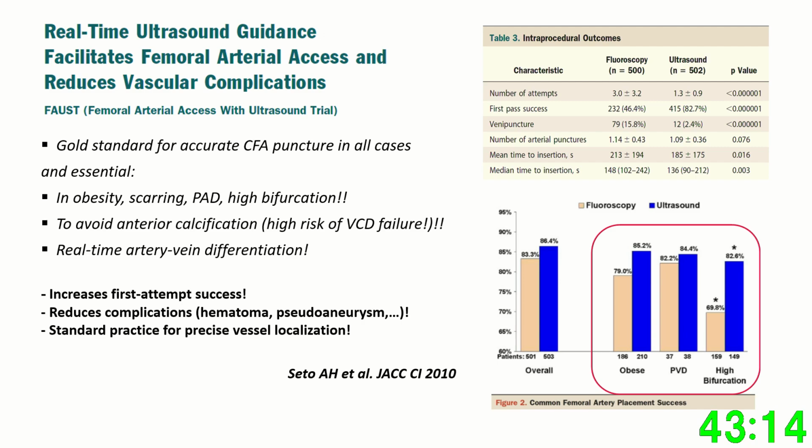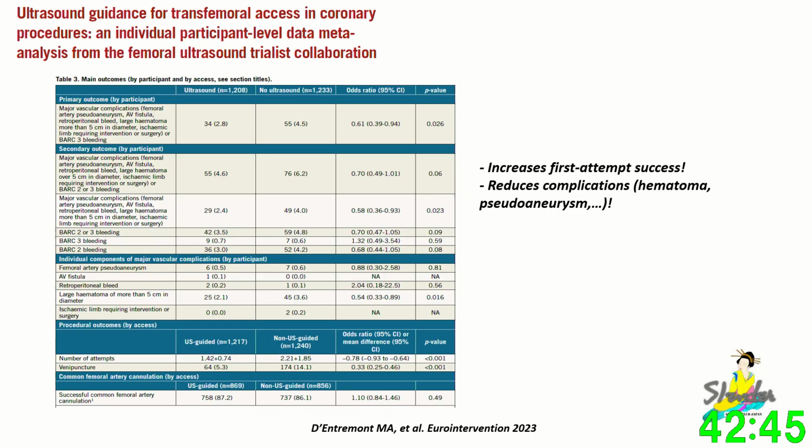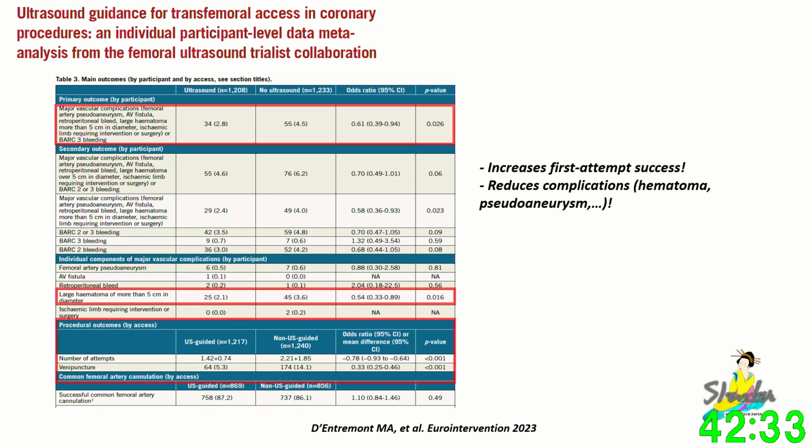And it was shown that echo guidance is better than manual palpation and probably even better than fluoro, especially in those cases when you really need it, like the obese patient, the patient with peripheral vascular disease, or if you have a high bifurcation. This is really the case when echo-guided puncture can make a big difference, not only by increasing the first attempt success, but also by reducing complication. So I think it should be standard practice for precise vessel localization. This was also shown in a large meta-analysis, showing that it not only increased the first attempt success, but also reduced serious complication. So that's very important to understand.